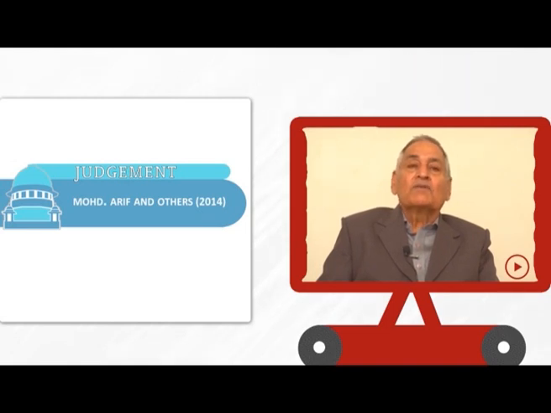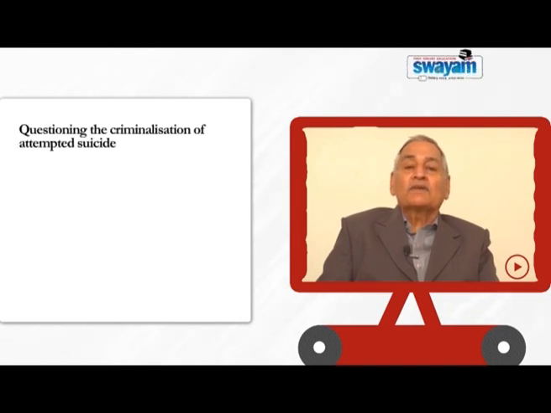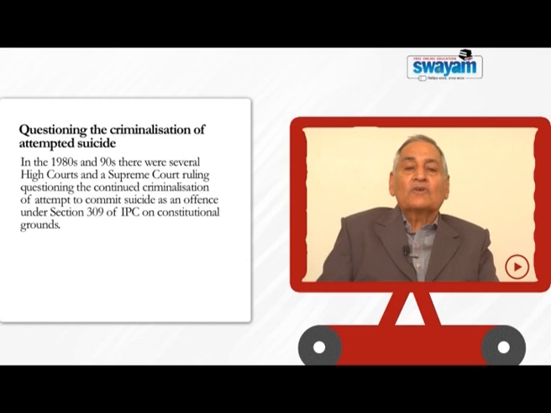Now, the second issue in which courts have made a very important impact is questioning the criminalization of attempted suicide. In the 1980s and 90s, the Indian courts were very active in following the lead given by Western countries, which have abolished attempted suicide as an offense, like the UK in 1984. Many courts in India, particularly the Delhi High Court and other high courts, gave rulings saying that Section 309 is an obsolete provision that must go out of the statute book.